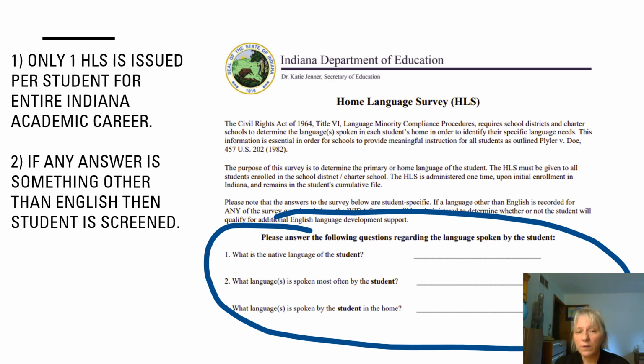And that's something that gets checked for in an audit, that every student has only one home language survey in their folder. And it doesn't matter if it's an English language learner or a non-English language learner. Every student in the corporation needs one and only one survey, home language survey, in their permanent record.